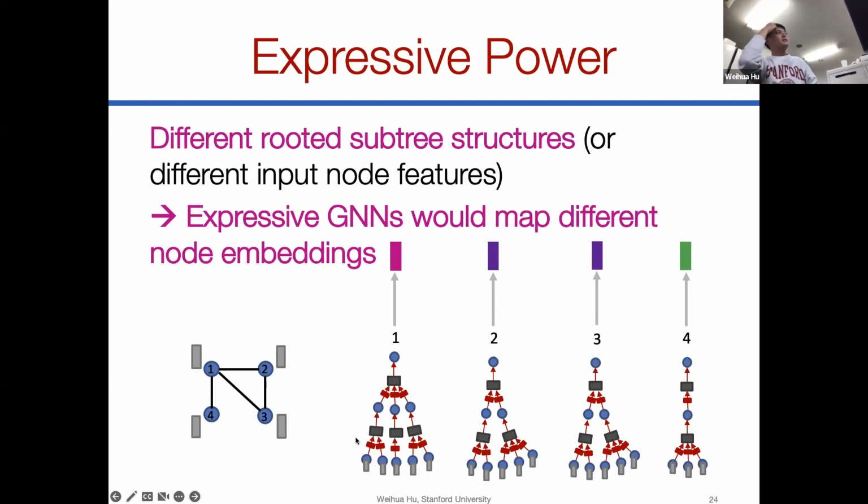On the other hand, if different nodes have different rooted subtree structures, we want the maximally expressive GNN to map them into different embeddings. So ideally, if the computational graphs are different, we want the expressive GNN to output different embeddings. And this property is what we call injective: a mapping from different computational graphs into different embeddings.